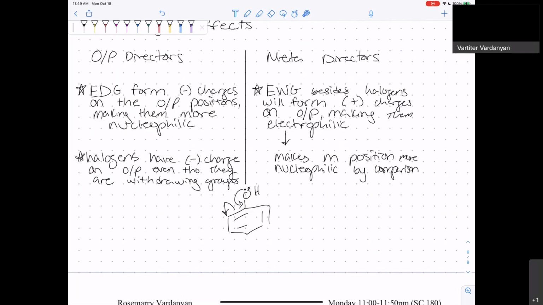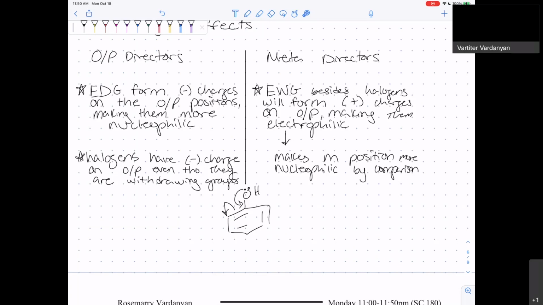All right, so let's put these things together really quick. Activator, deactivator, all that means is whether it's making benzene more or less reactive. Ortho/para directors are saying that specifically the ortho/para position is more reactive. And meta directors are saying specifically the meta position is more reactive. So we're going to put those things together and we're going to get ortho/para activators.